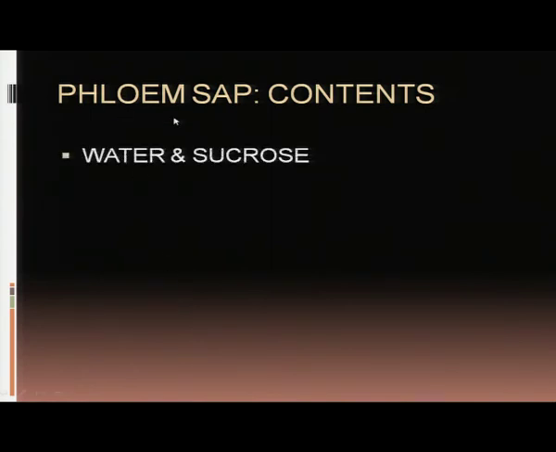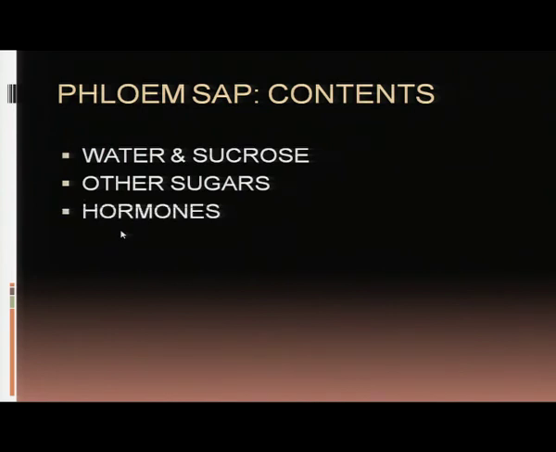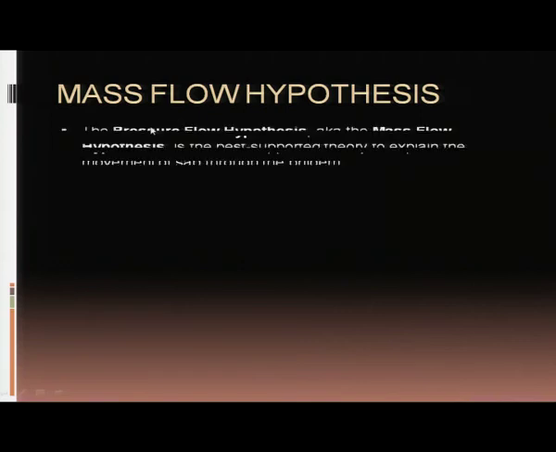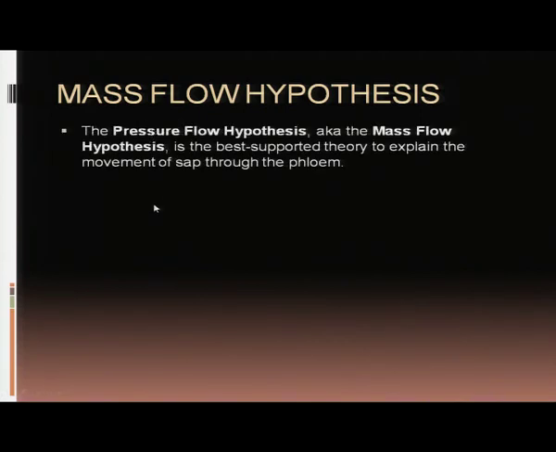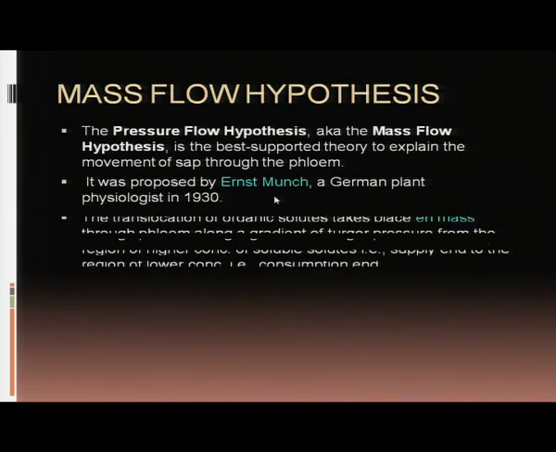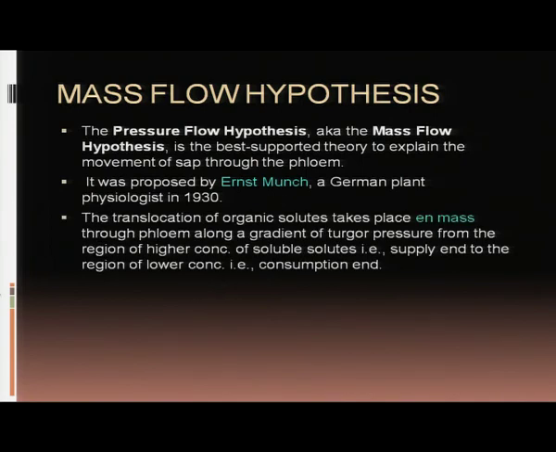What does the phloem sap contain? It contains water and sucrose, other sugars, hormones and even amino acids. It has been said that phloem translocation takes place through mass flow. Let us see what the mass flow hypothesis is. It says that it is the best theory to explain the movement of sap through the phloem. It was given by Munch, that is why it is also known as the Munch hypothesis.